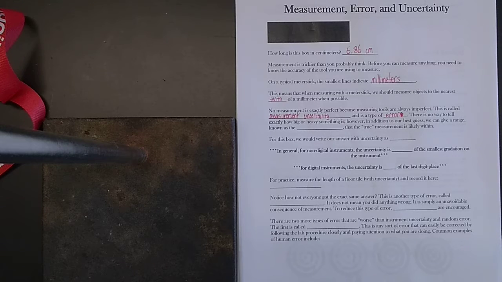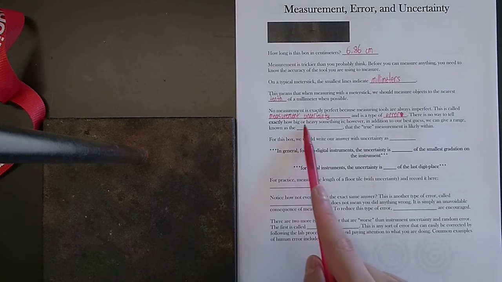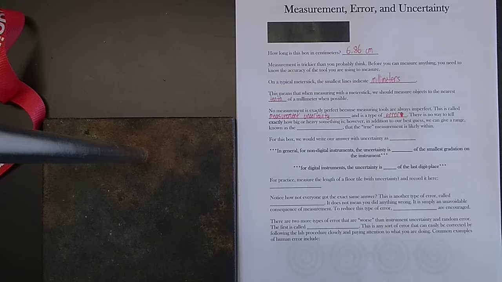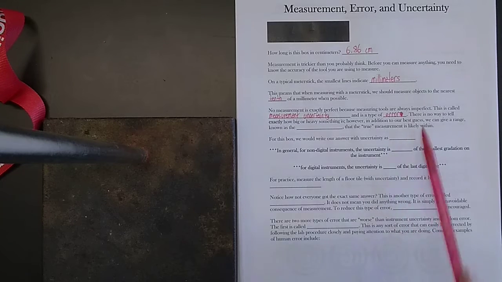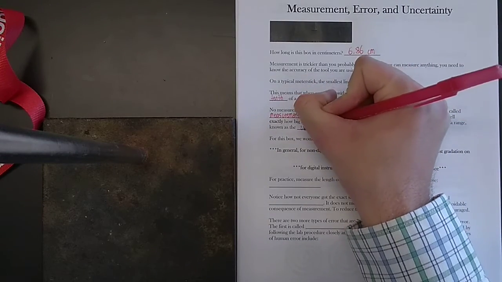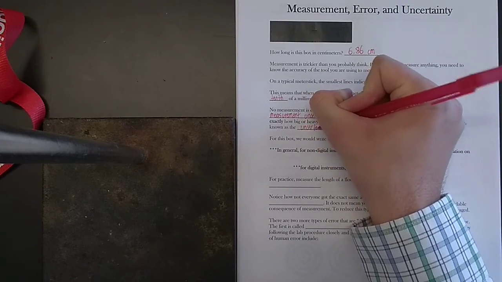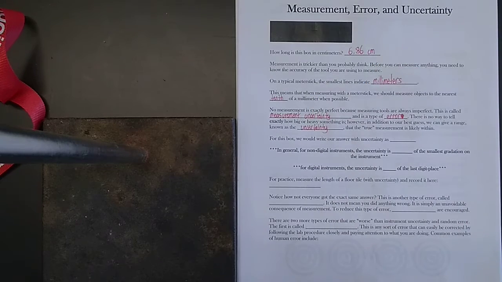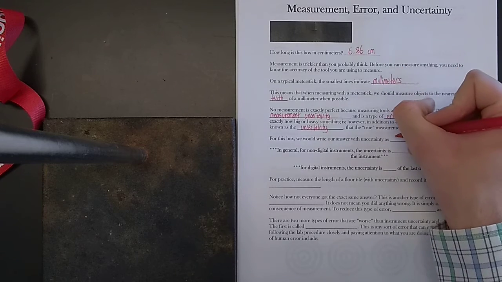It's the idea that no measuring tool will ever be perfect. There's no way to tell exactly how big or heavy something is. However, we do the best that we can. In addition to giving our best guess, we give a range. And this can be a little confusing, known as the uncertainty that the true measurement is likely within. So for this box, if we were writing our best guess answer with an uncertainty, we would write it like this.